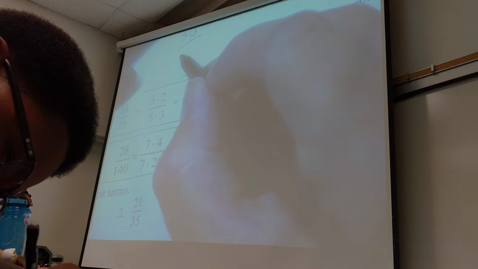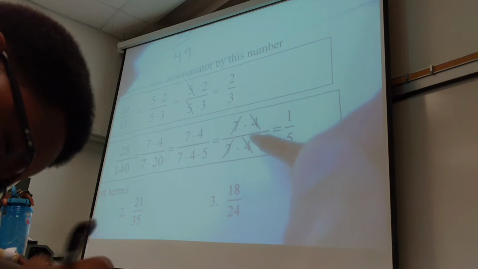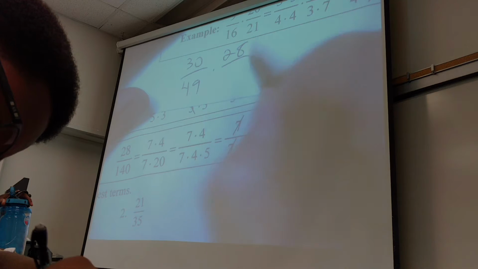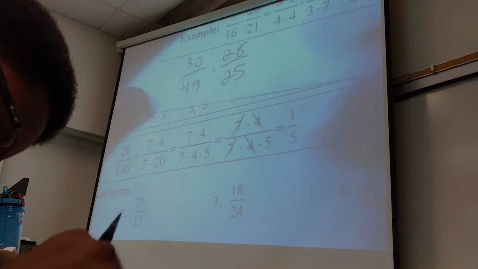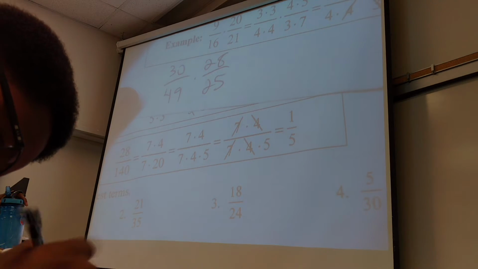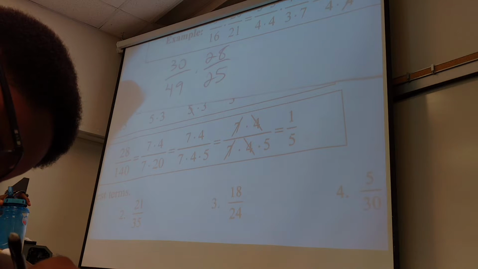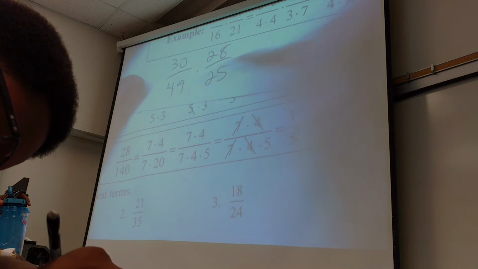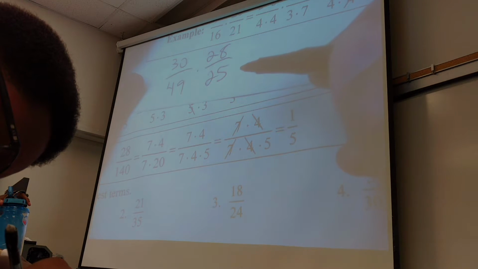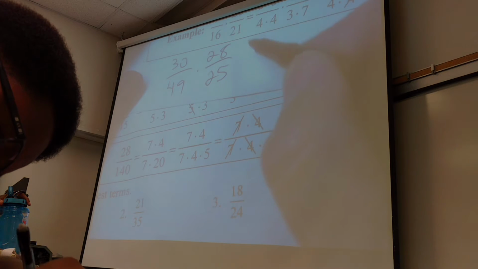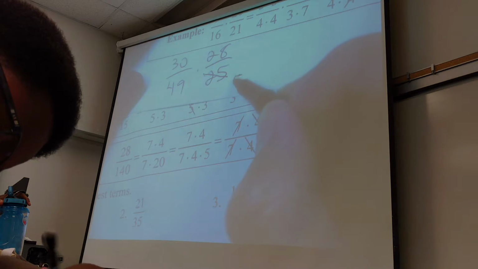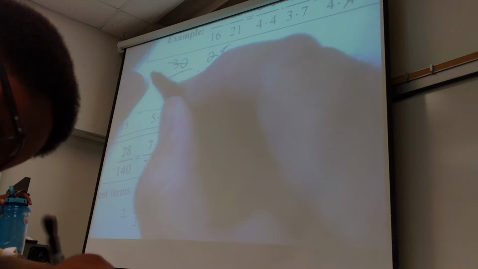So what about this here? So you look up and down, and you look diagonally. Can anything cancel between numbers? Yeah. 25 and 30. What goes into 25 and 30? 5. 25 divided by 5 is 5. 30 divided by 5 is 6.